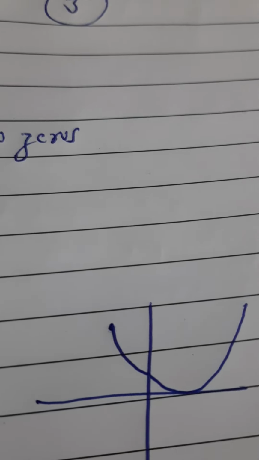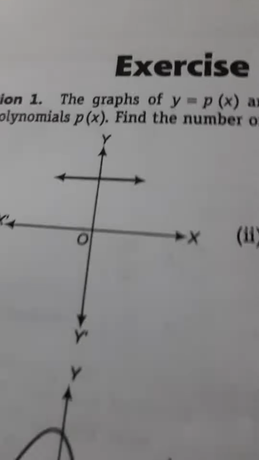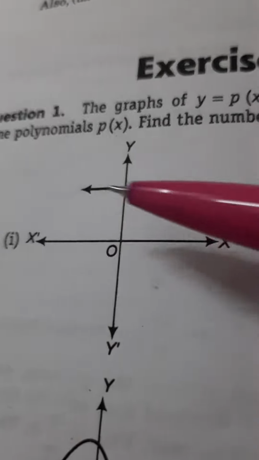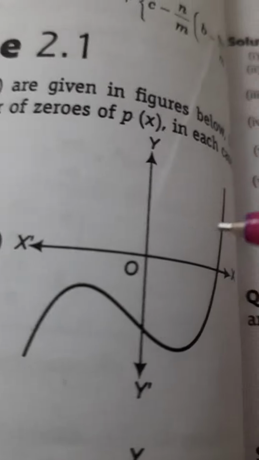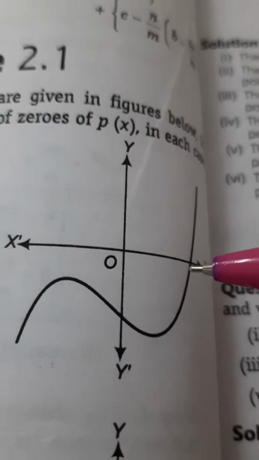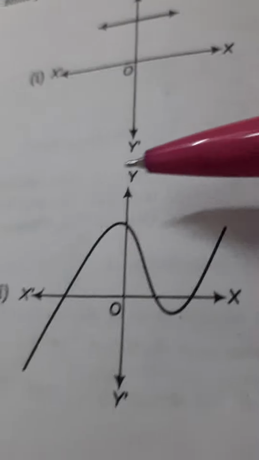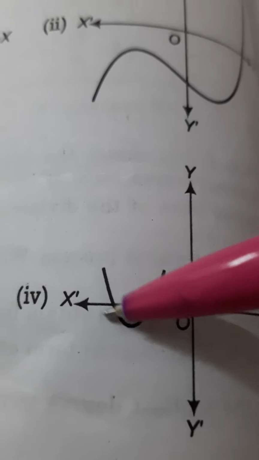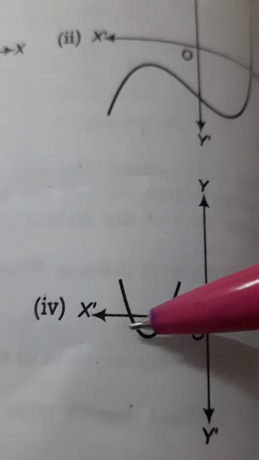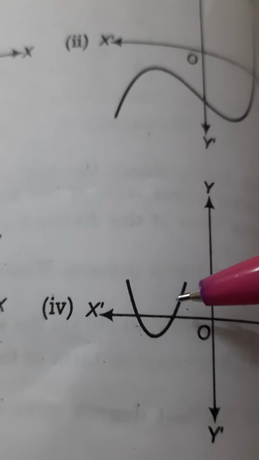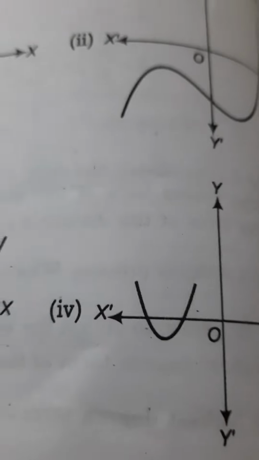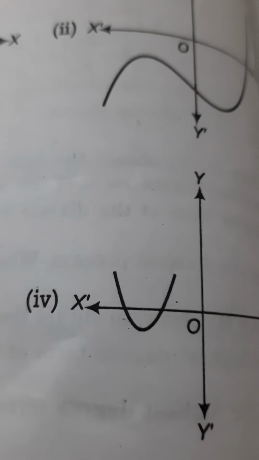Okay, so we have 4 parts in the first question. To find the number of zeros, you can quickly do this. So the first one has no zeros. The second one has how many zeros here? 1 zero. The third one has 1, 2, 3 intersection points, so that is 3 zeros. And finally the fourth one, intersection points are there 2, so that is 2 zeros. So you can complete all the parts. If there are other parts, then you can complete that, and then we move on to the second exercise.